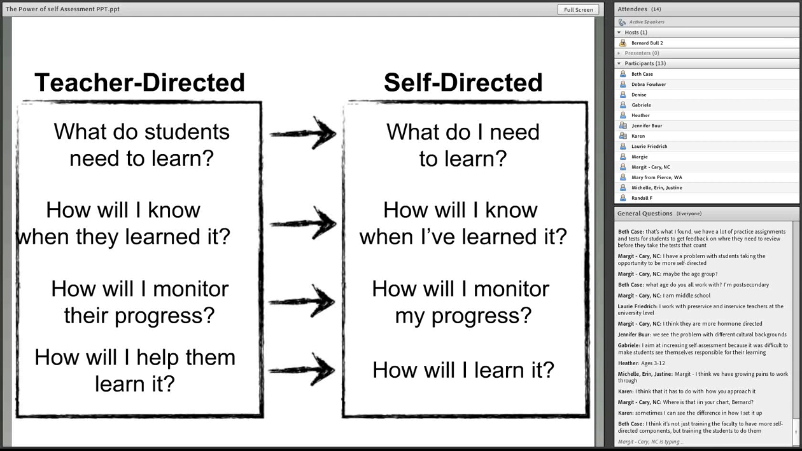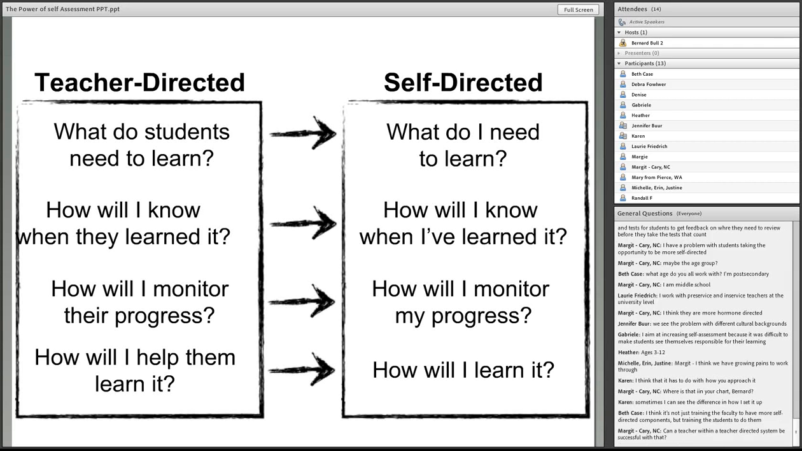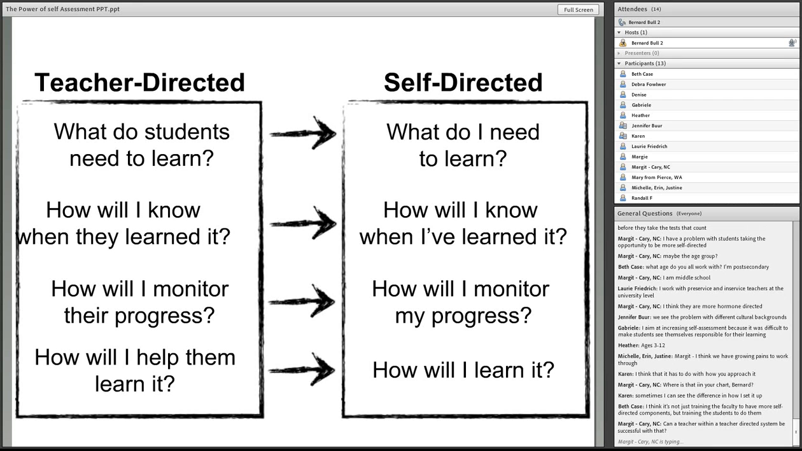Let me see here. The question is, I think they're more, let's see, oh, hormone directed. Very good. I'm trying to understand. Do you ask a question, Margaret, about where is that in your chart? And I'm trying to look back and see what that is referred to. Or are you talking about the hormone directed part?